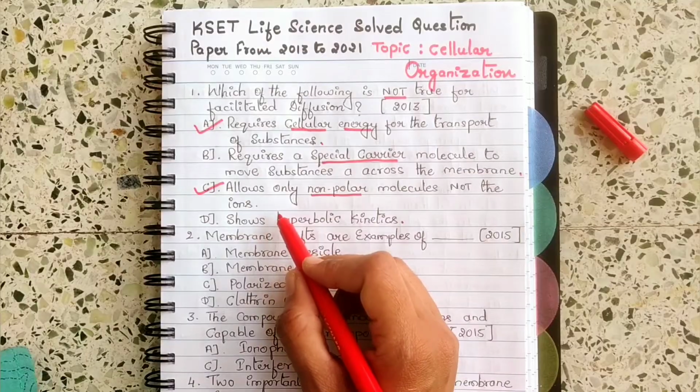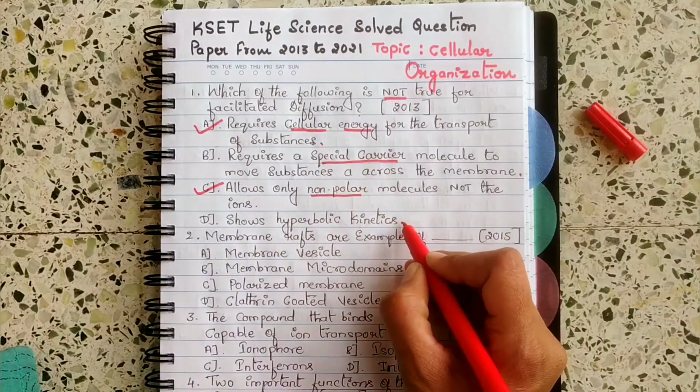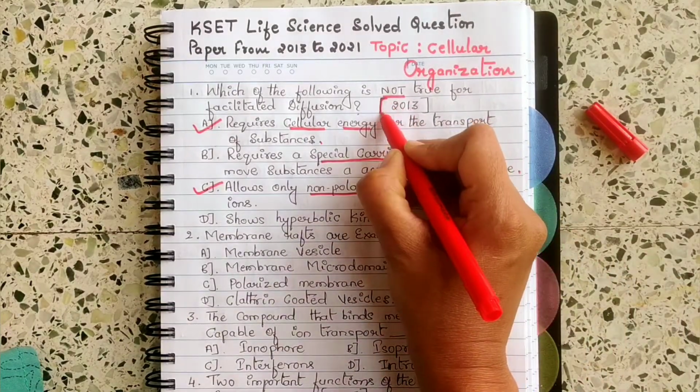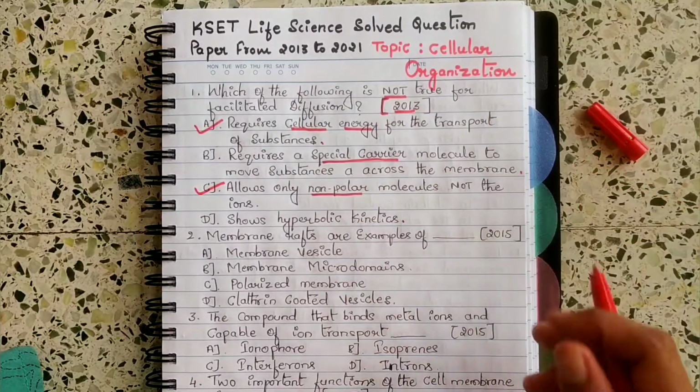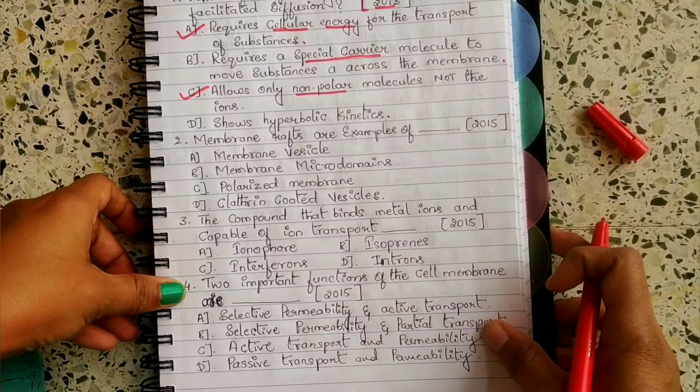Okay, I hope you understood. Don't get confused, because they are asking which is not true. If you didn't understand, just go through these points once again. This question was asked in the KSET in 2013. Now if you understood that first one, let us move on to the next one, the second one.